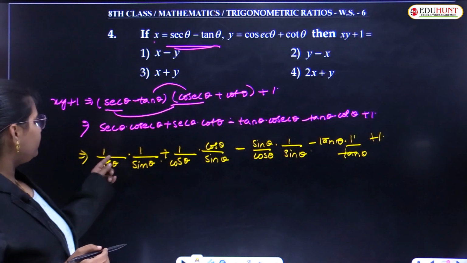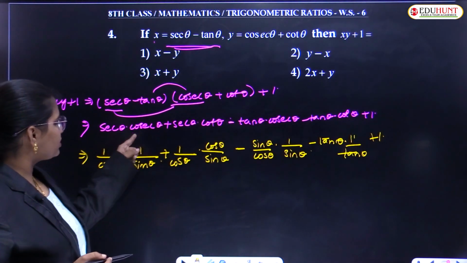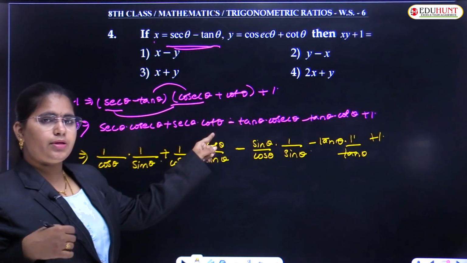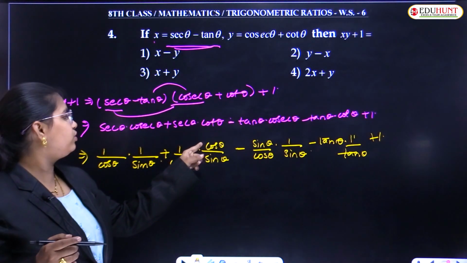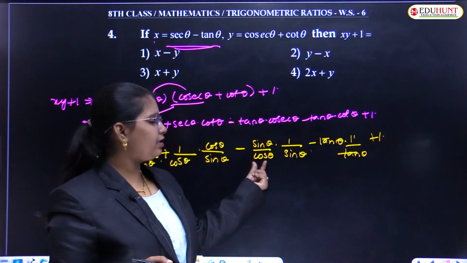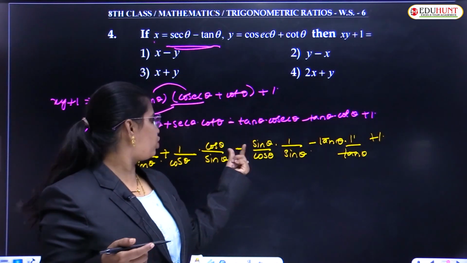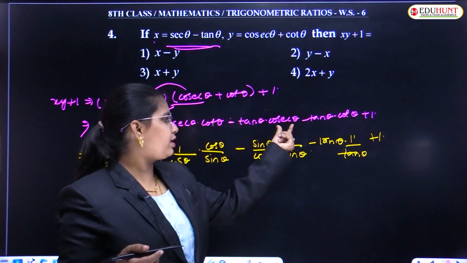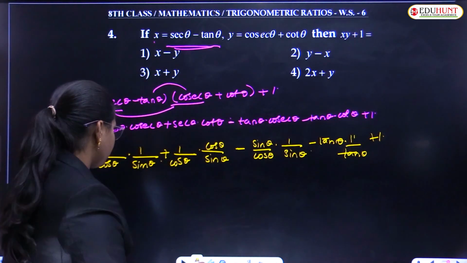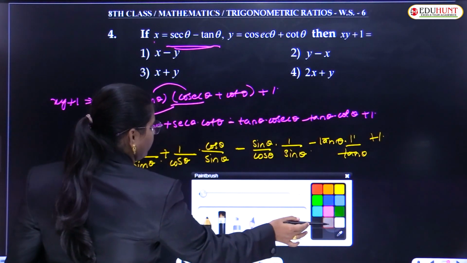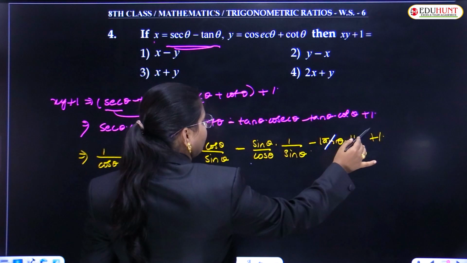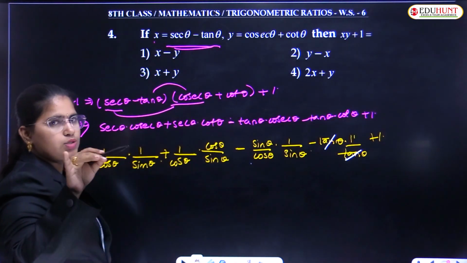Just look into this step. Secant is 1 by cos, cosecant is 1 by sin, plus secant is 1 by cos, cot can be expressed as the quotient relation, I told you. Cot theta is cos theta by sin theta, minus tan is sin by cos, cosecant theta is a reciprocal of sin, tan theta into 1 by tan plus 1. So just cancel the terms if you have any, okay? So tan theta minus tan theta will get cancelled. So you will be left over with minus 1 plus 1.